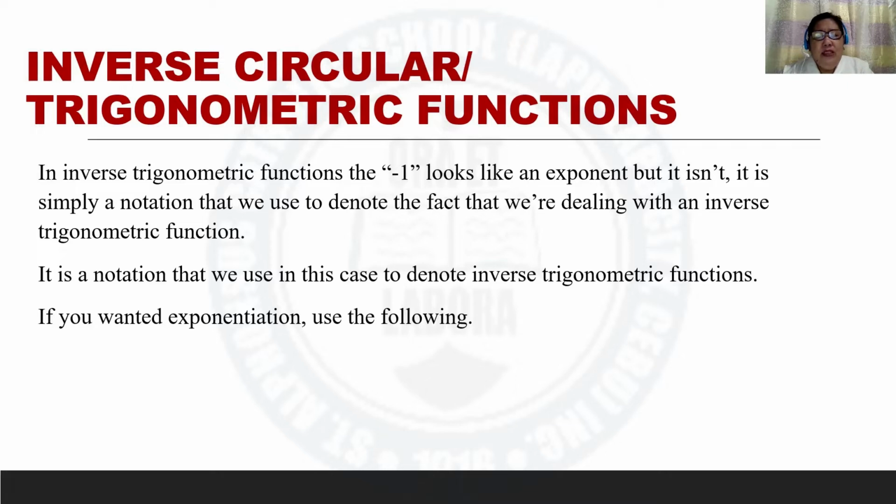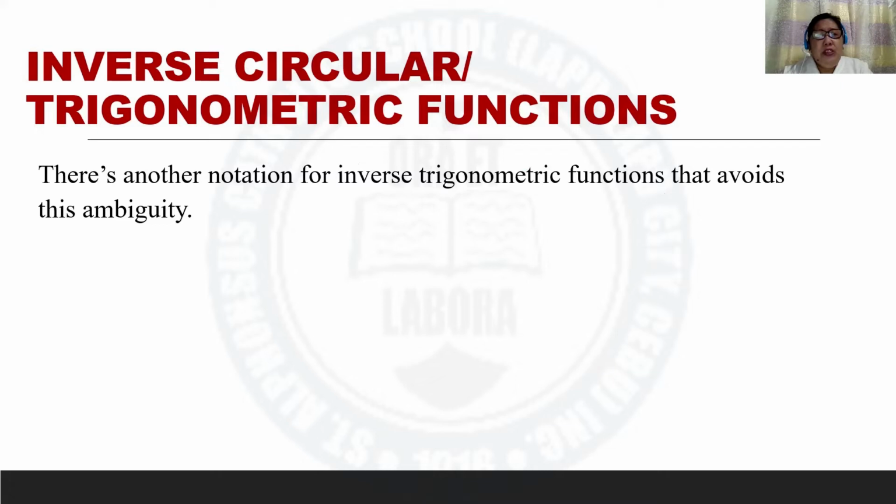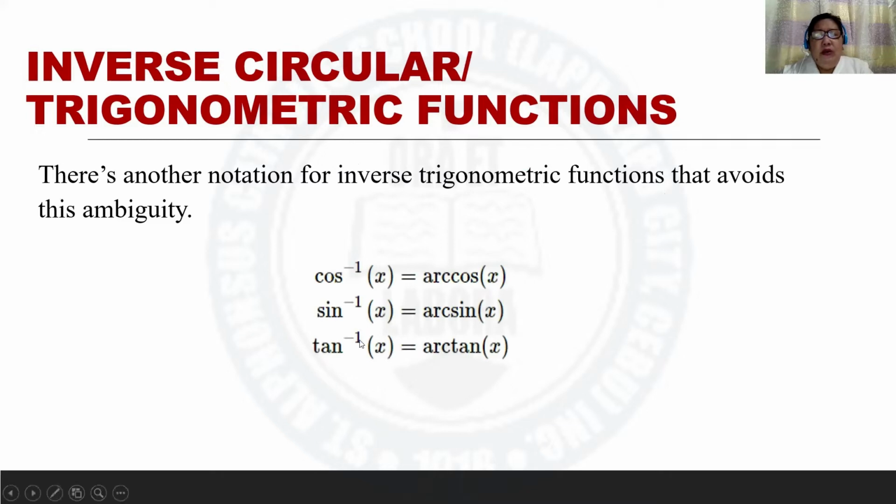So if you wanted exponentiation, use the following. The cosine of x raised to the negative 1 is equal to 1 over cosine x. There is another notation for inverse trigonometric functions that avoids this ambiguity. Cosine to the negative 1 of x can be written as arc cosine x. Sine to the negative 1 of x is equal to arc sine x. Tangent to the negative 1 of x is equal to arc tan x.